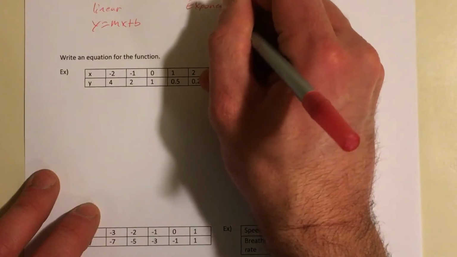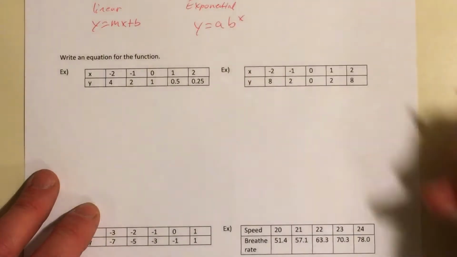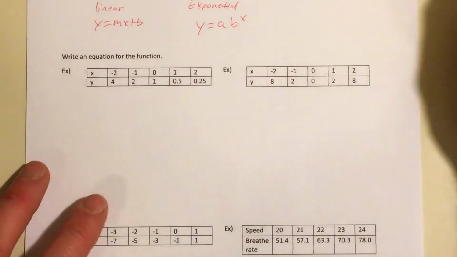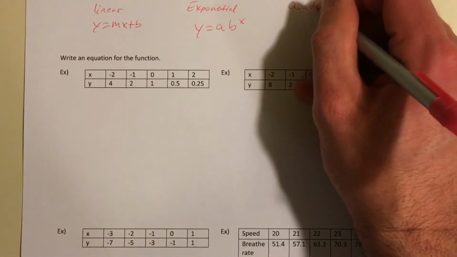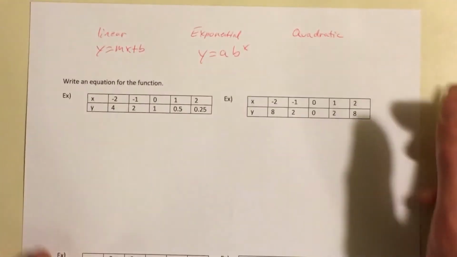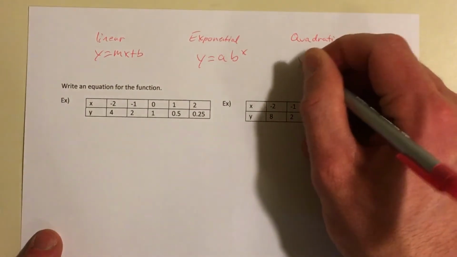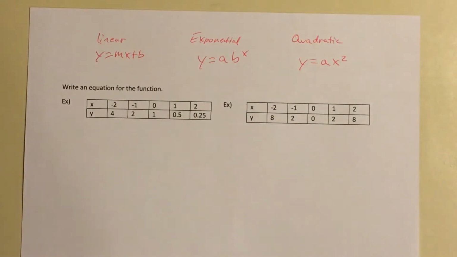Exponential, we'll use y equals a times b to the x for writing those equations. And then for our quadratic functions, we're just going to stick with the basic ones, y equals ax squared. Stick with the most basic types. All right, so for our first example, let's see. They're going by 1 across the top, 1 across the top, 1 across the top. Okay, so we're good in that respect.